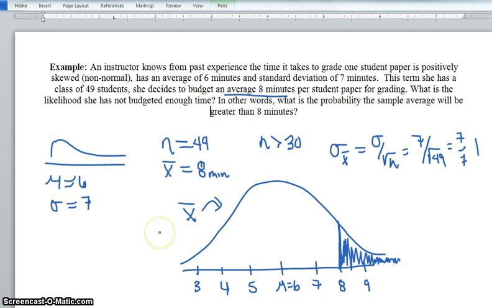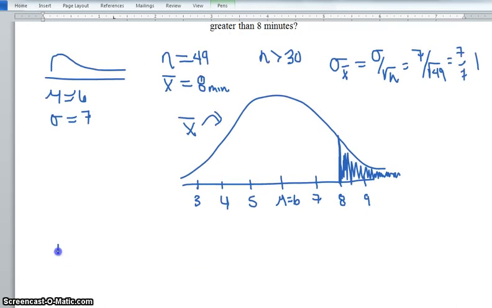Well, there's a couple of ways that we can do that. We can eyeball it, but that's not really going to give us an exact answer. So what we should do is we should standardize this distribution. All normal distributions can be standardized to be a standard normal distribution. So let's go ahead and standardize this score. So what we want to do is we really want to find the probability that x bar is greater than 8 minutes.